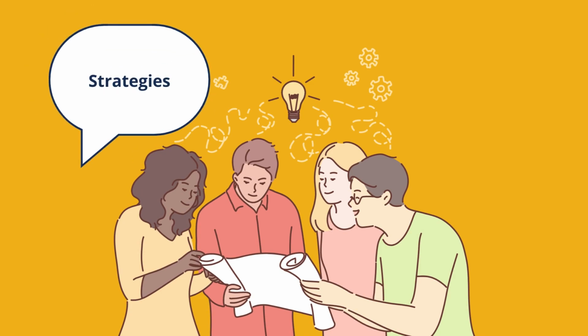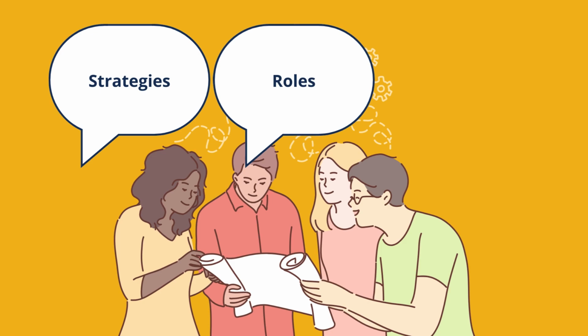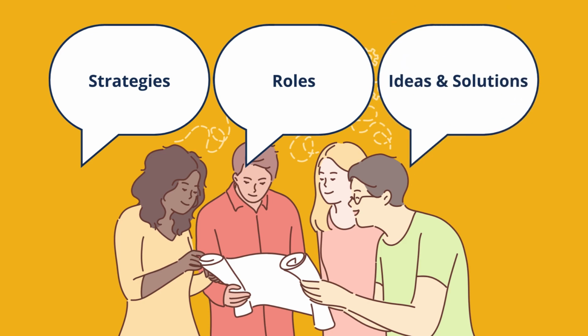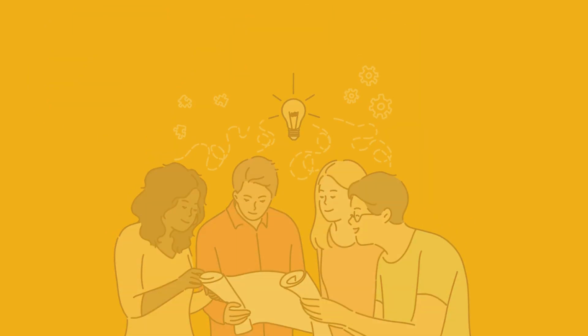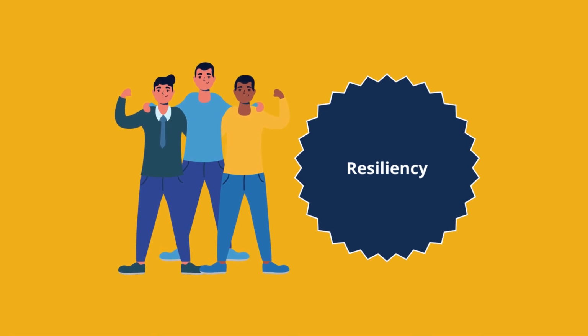Break down with your group what strategies worked well for you and your household and what can be worked on. Discuss how everyone felt in their roles. Share ideas and solutions to problems that came up. This is an opportunity for you to strengthen resiliency in your neighborhood.